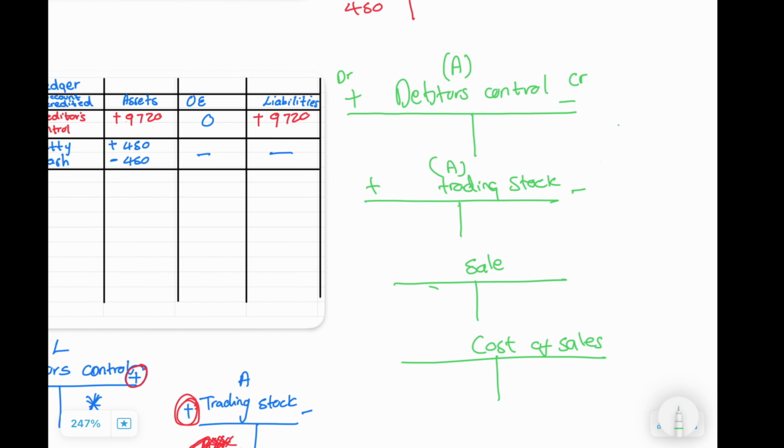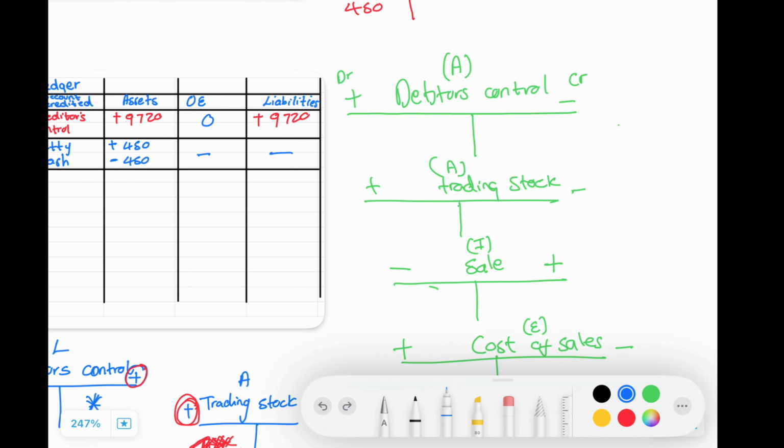The sale account is an income account, and all our incomes increase on the credit side and decrease on the debit side. While our cost of sale is actually an expense account, and expense accounts always increase on the debit side and decrease on the credit side. Okay, I know this is a bit confusing, but please stay with me. So this is what is going to happen.